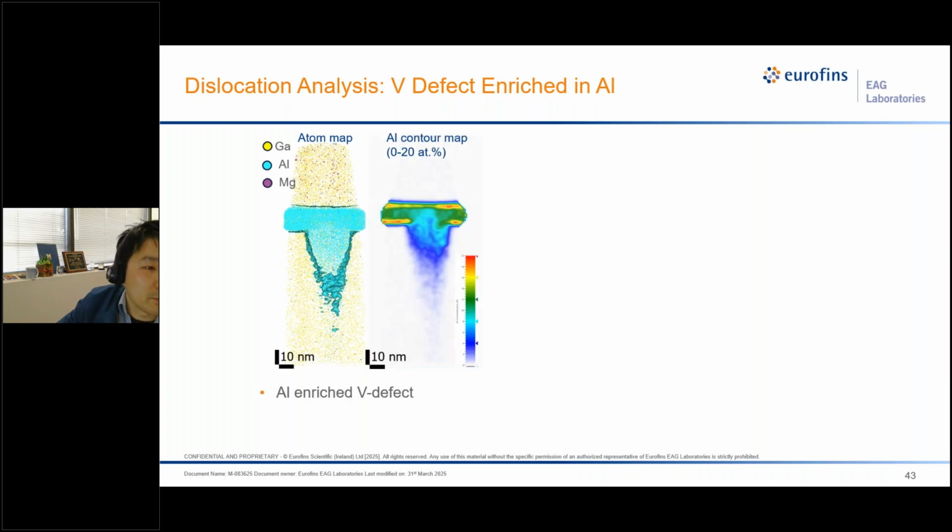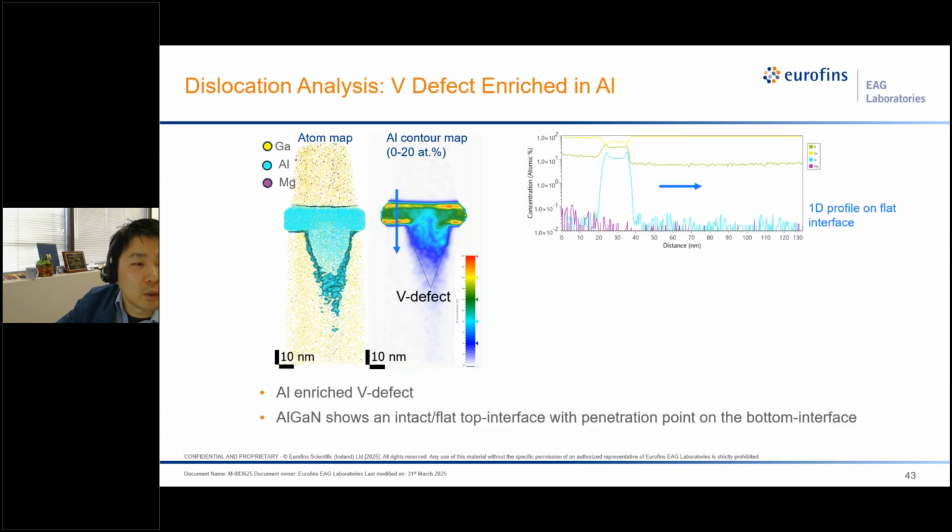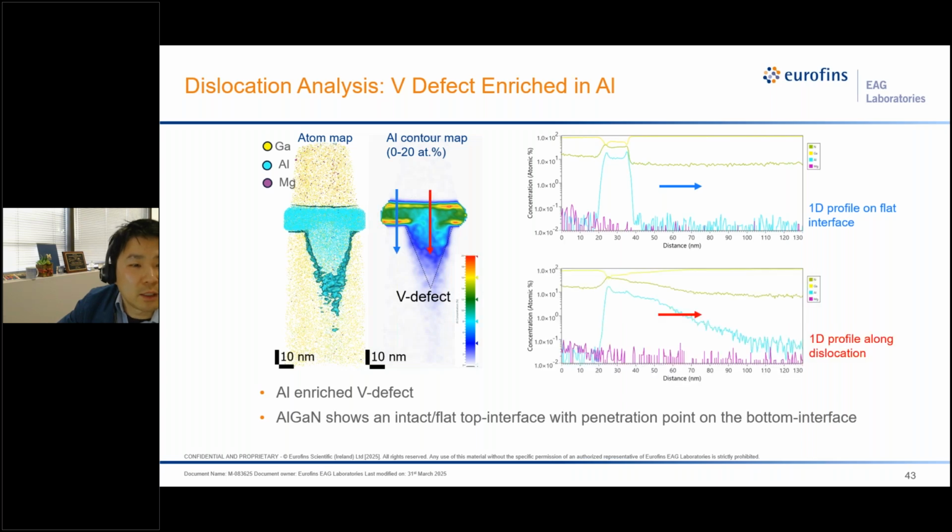In the 2D contour map, we can see there's a flat interface on the top, but a 20 nanometer penetration point on the bottom that causes aluminum leaking into the gallium nitride. And with the overlay, we took a 1D concentration profile confirming the composition is clearly different on the flat region versus along the dislocation, which shows the diffusion of aluminum and magnesium.